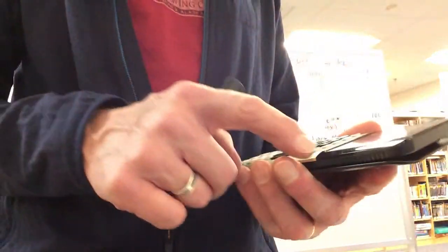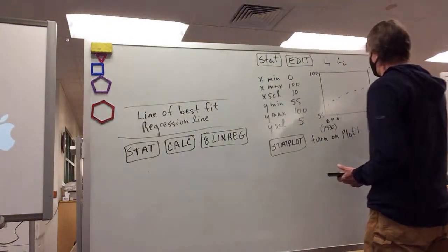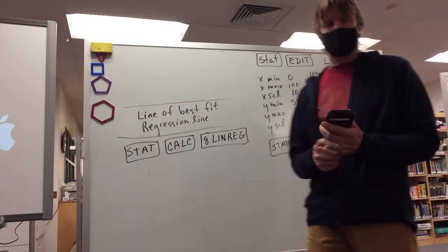Okay, then once you do that, all you do is hit graph. And you should get a graph. Mine's got all kinds of other functions in here, sorry. You should get a graph of a bunch of dots. Your dots should go all the way across like this.